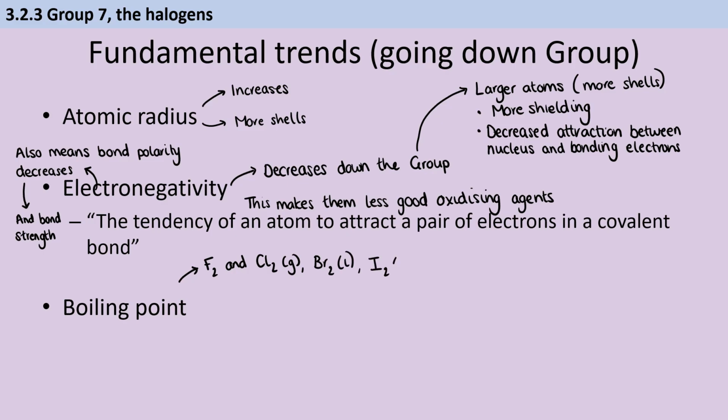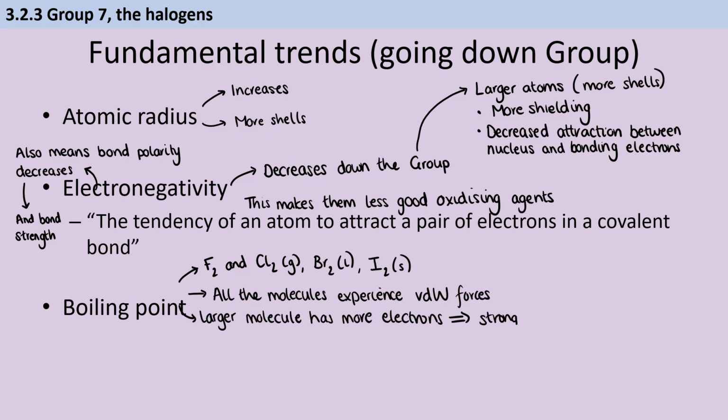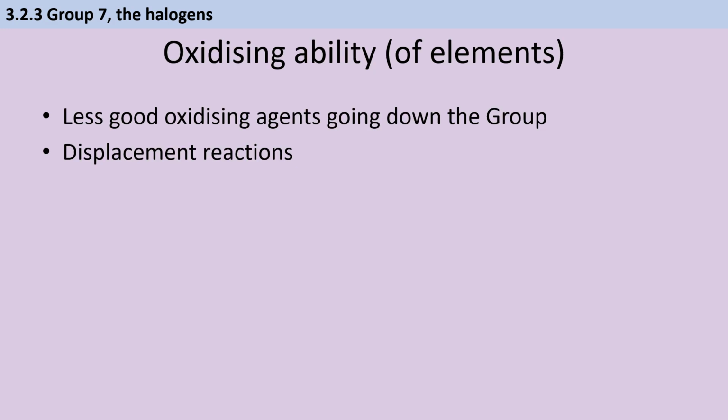In terms of the boiling points, we know that fluorine and chlorine are gases, bromine is a liquid and iodine is a solid. All of these small covalent molecules are experiencing van der Waals forces. But because bromine and iodine are larger atoms and they make larger molecules that have more electrons, the van der Waals forces are stronger. This means that they take more energy to overcome, and therefore iodine is going to have a higher boiling point than bromine, and bromine higher than chlorine, and so on.